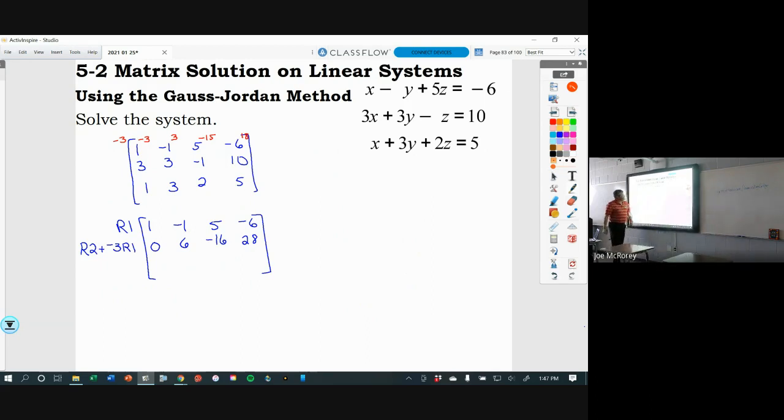I still need to use row 1 to make the 1 in row 3 go away. How do I do that? Multiply by -1. By multiplying row 1 by -1, I get -1, +1, -5, and 6.